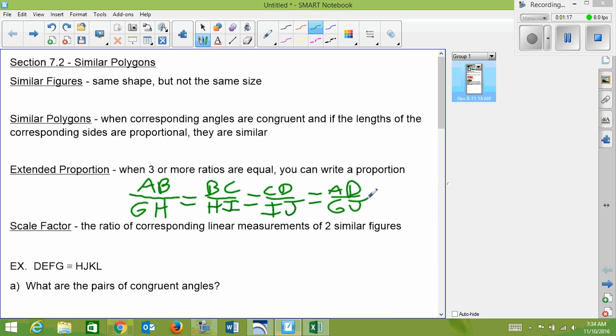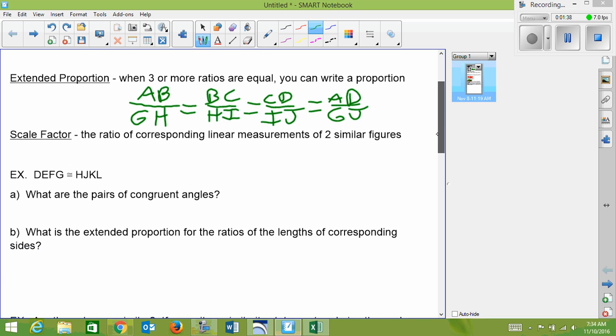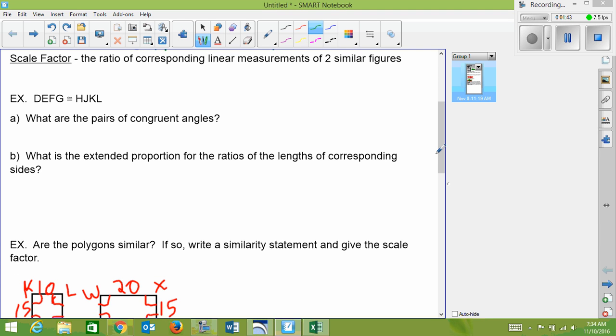When we think of a proportion, we usually just think of two fractions that are equal to each other, but it doesn't have to stop at just two. Scale factor is a ratio of corresponding linear measurements of two similar figures. So how much bigger or smaller the similar figures are. If they're twice as big, then your scale factor is 2. If they're a fourth as big, then your scale factor is 1/4. It depends how big the original figure is and how big the one is that you are scaling down or scaling up.